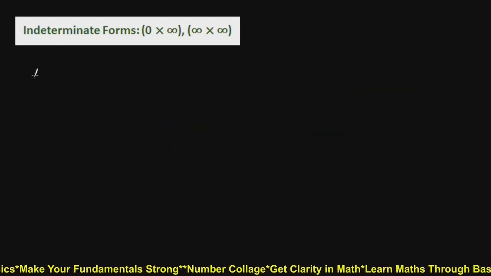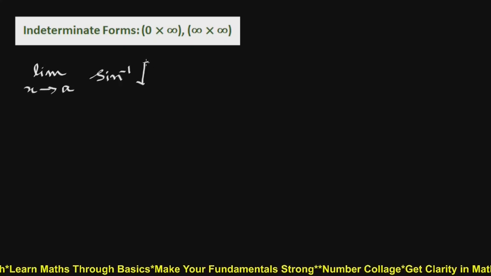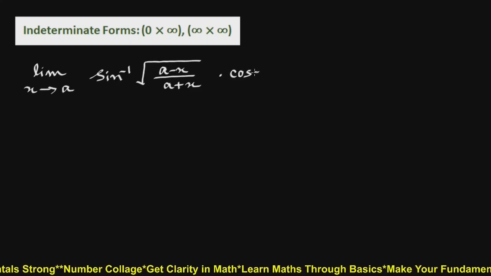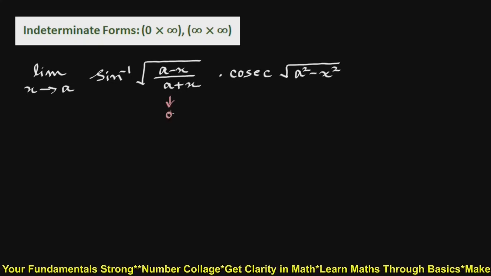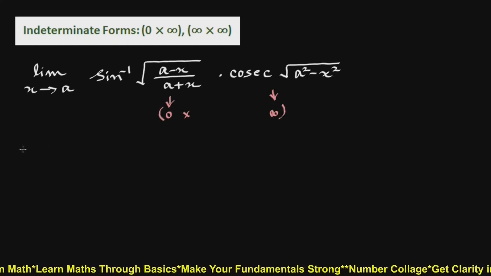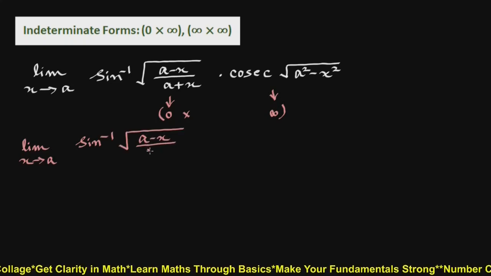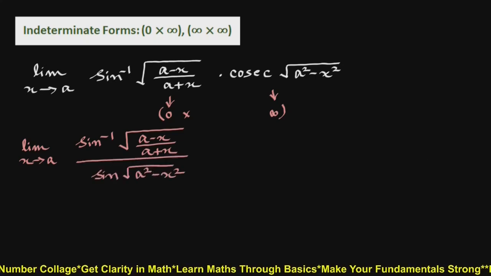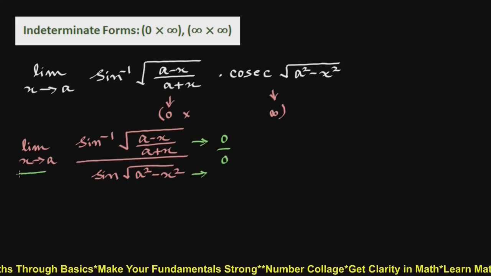Next we will evaluate the limit as x tends to a of sin inverse square root of a minus x upon a plus x into cosec of square root of a square minus x square. This obviously is 0 into infinity indeterminate form. So we write this as the limit of sin inverse square root of a minus x upon a plus x upon sine of square root of a square minus x square, so that the limit reduces to 0 upon 0 as x tends to a.